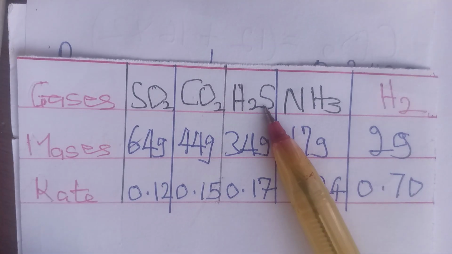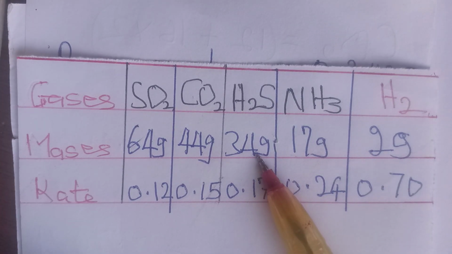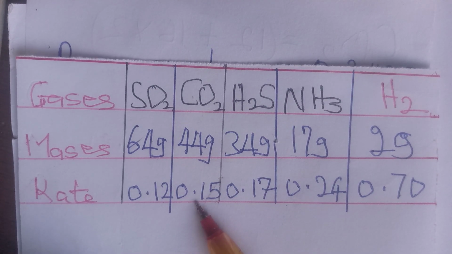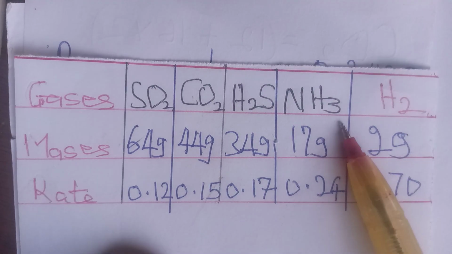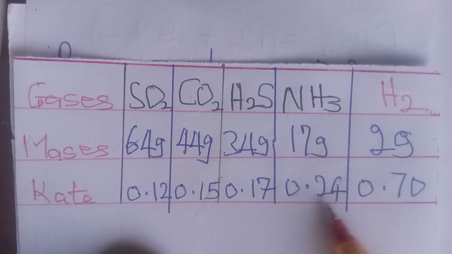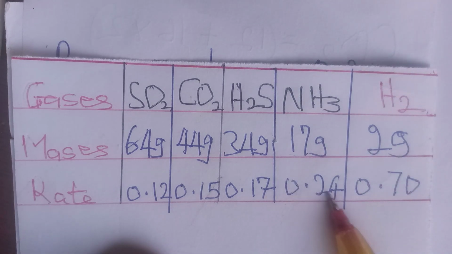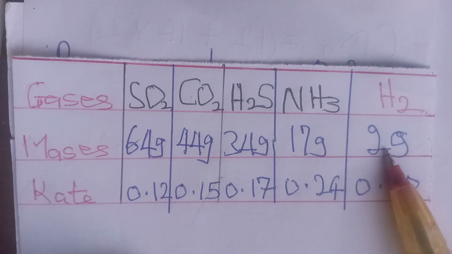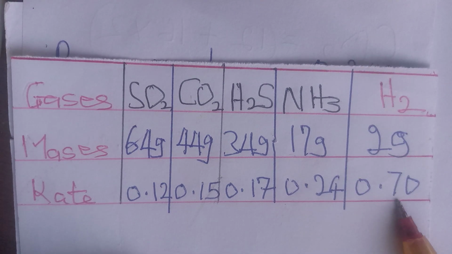Now look at hydrogen sulfide. Its molar mass is 34 grams. Its rate of diffusion is 0.17. Again, bigger than that of carbon 4 oxide. Now look at the rate of diffusion of ammonia, 0.24. And of course, hydrogen, which has the least molecular mass, had 0.7 as its rate of diffusion.